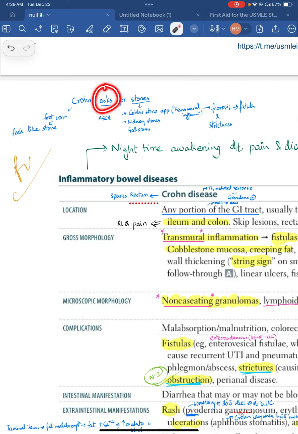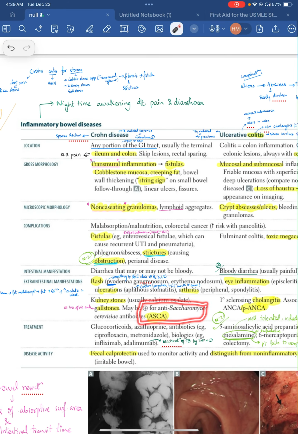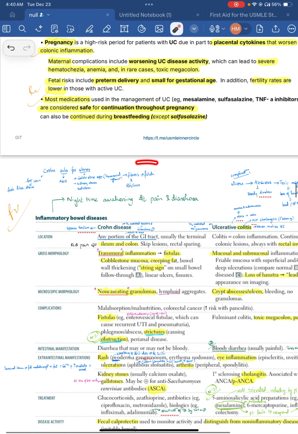Okay. What does ask mean? Ask means ASCA. What is ASCA? It is positive for anti-Saccharomyces cerevisiae antibodies. So ask is ASCA. Now what does stone mean? Stone means cobblestone appearance. Another stone means kidney stone. And third is gallstones. This is the mnemonic that I have made for Crohn's disease.